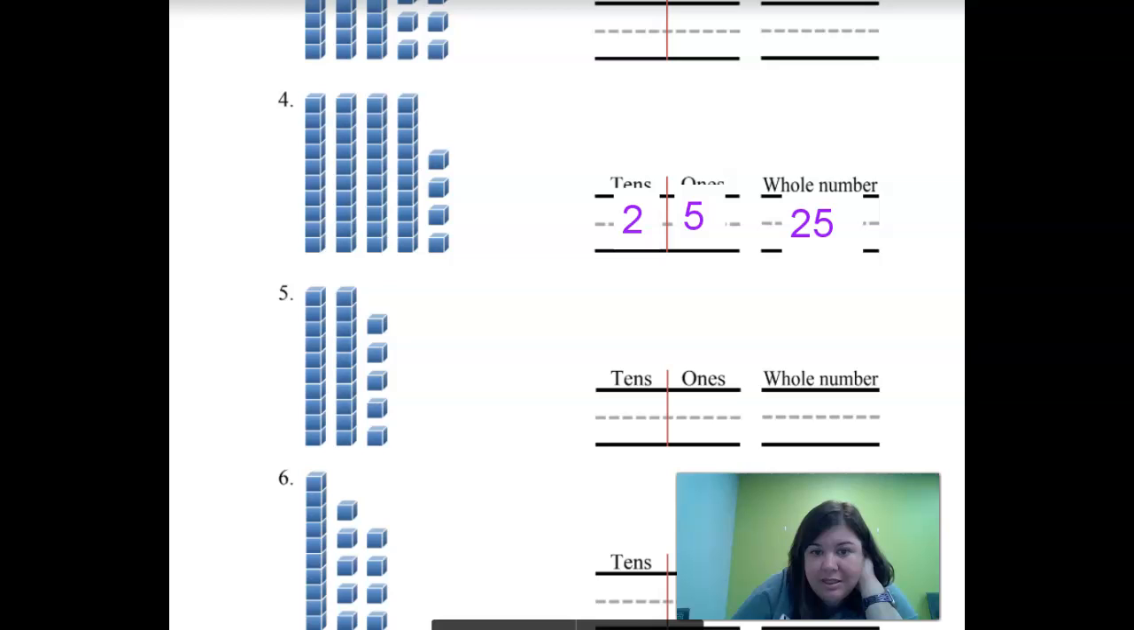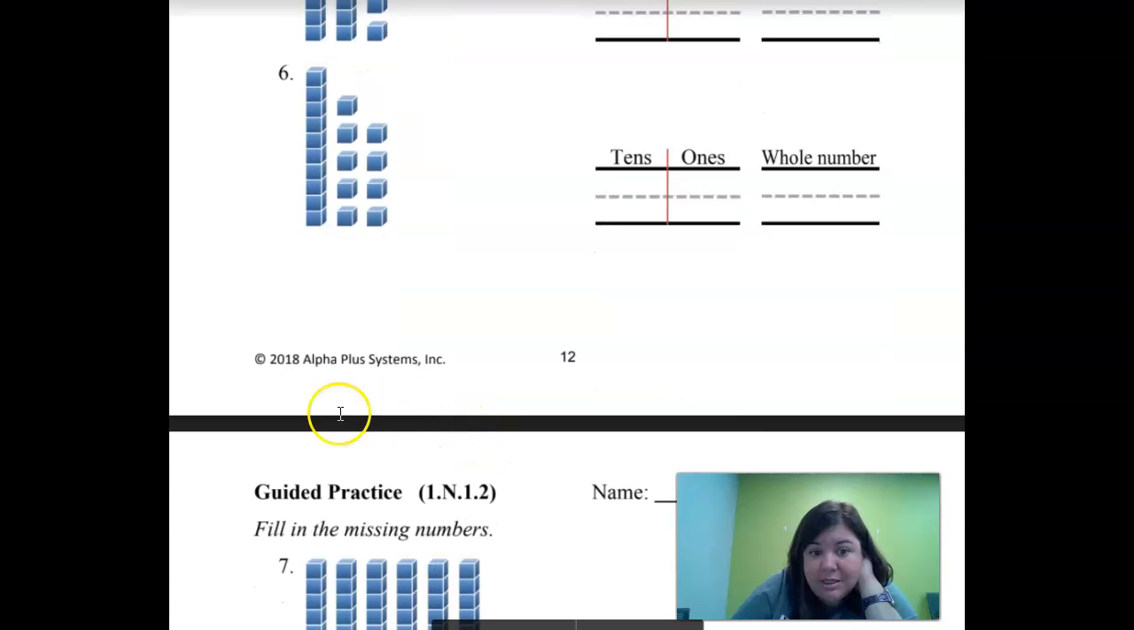Okay, let's do number 6. Look at this. There's not very many tens, but there's a whole lot of ones. What number do you get? Pause the video and write it on your whiteboard.